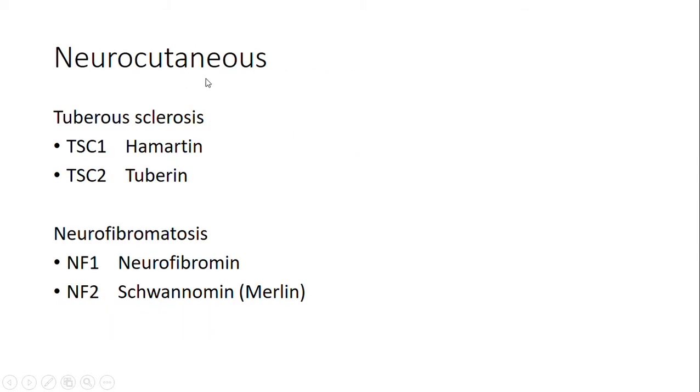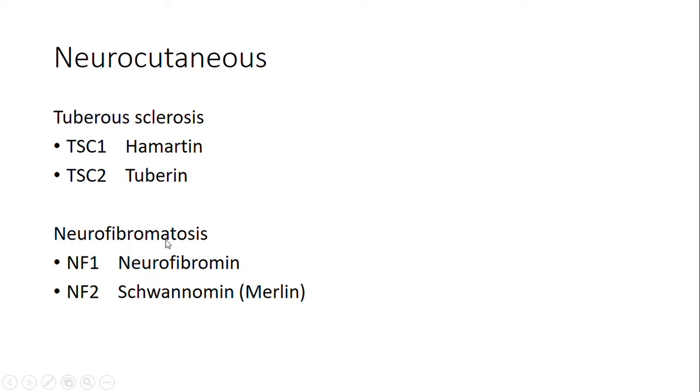Let's move to the neurocutaneous. We have tuberous sclerosis, which has many hamartomas. So tuberous sclerosis 1, which makes hamartin, is associated with hamartomas. Tuberous sclerosis 2 makes tuberin in tuberous sclerosis.